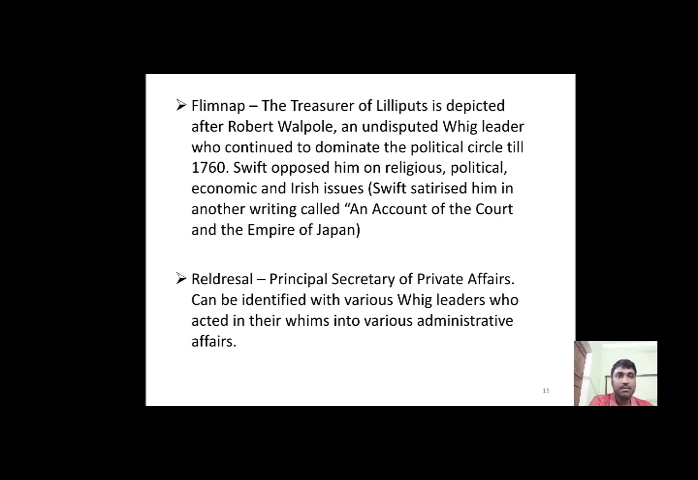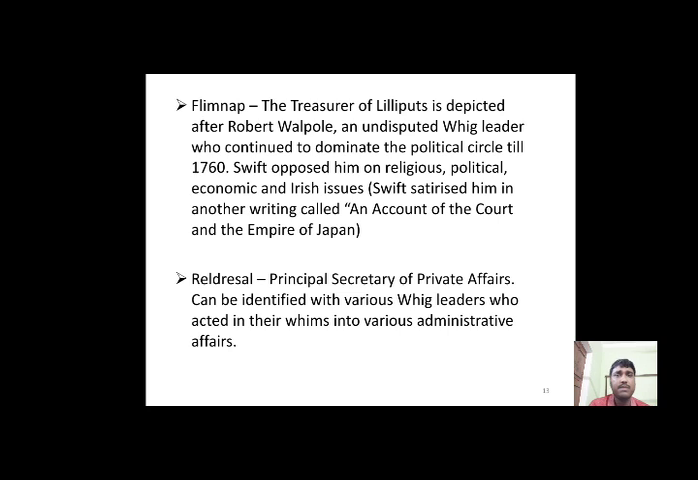Swift opposed him, that is Robert Walpole, on religious, political, economic and Irish issues. And so he also satirized him in another writing called An Account of the Court and the Empire of Japan. I have referred to it; you may refer to it in passing, although this is not necessary. The novel also refers to Reldresal, Principal Secretary of Private Affairs, and critics have pointed out that this man can be identified with various Whig leaders who acted on their whims in various administrative affairs.